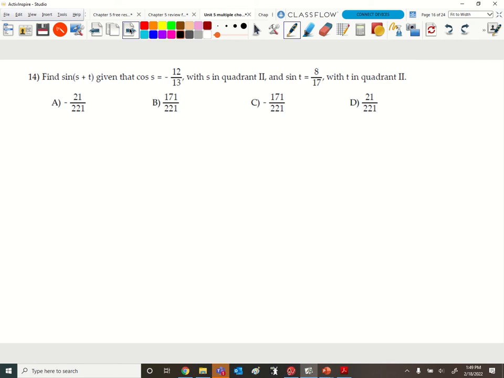We're going to find sine of s plus t. So again, we have two separate angles. So I have angle s, and that's x, y, and r because they're all single angles. So here cosine is negative 12 over 13. So my x value here is negative 12. My y value is, don't know yet, but r is 13.